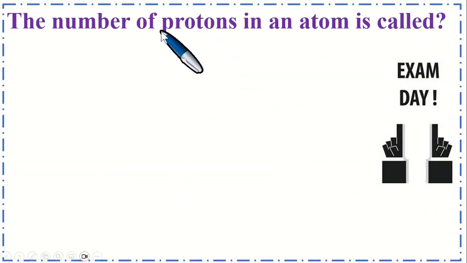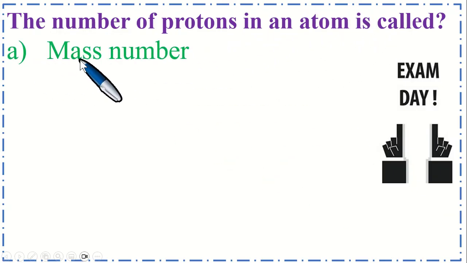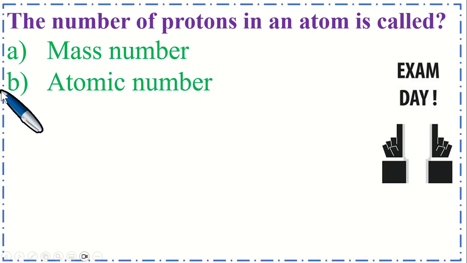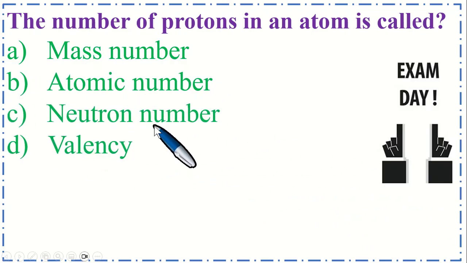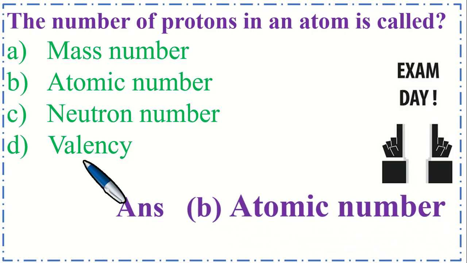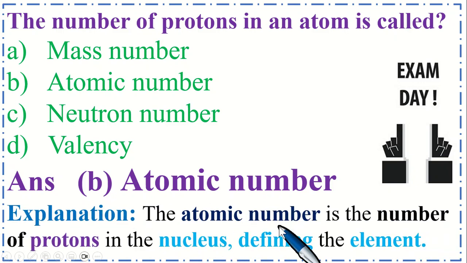The number of protons in an atom is called option A, mass number. B, atomic number. C, neutron number. And option D, valency. So the correct option is B, atomic number. The atomic number is the number of protons in the nucleus defining the element.